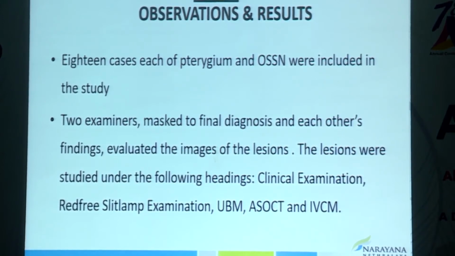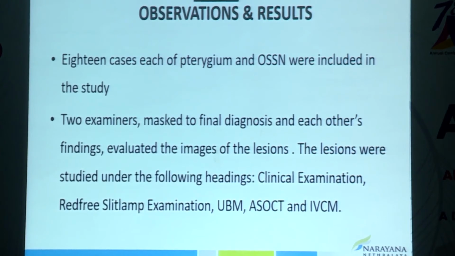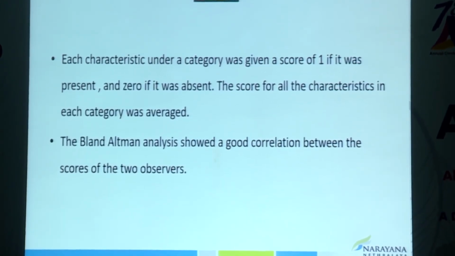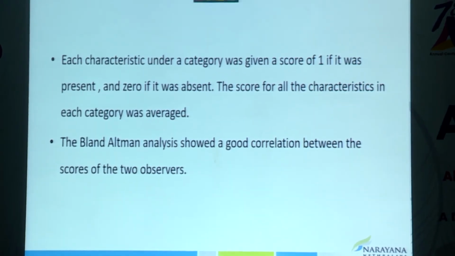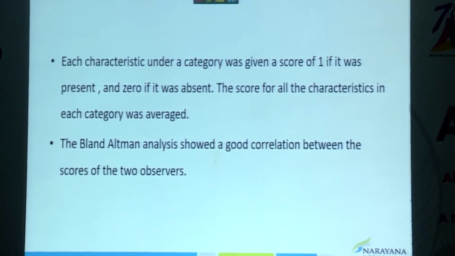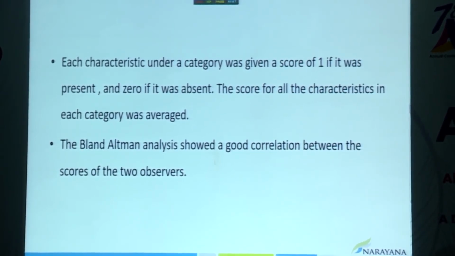Two examiners, masked to the final diagnosis and each other's findings, evaluated the images of the lesions. The lesions were studied under the following headings: clinical examination, red-free slit lamp examination, ultrasound biomicroscopy, anterior segment optical coherence tomography and in vivo confocal microscopy. Each characteristic under a category was given a score of 1 if it was present and 0 if it was absent. The score for all the characteristics in each category was averaged. The Bland-Altman analysis was done, which showed a good correlation between the scores of the 2 observers.